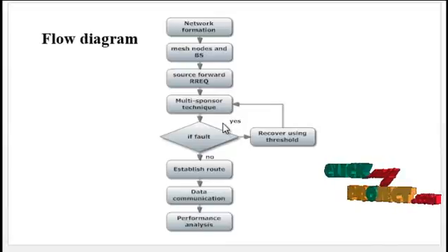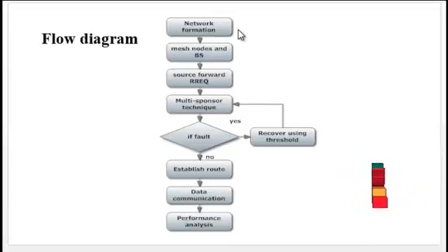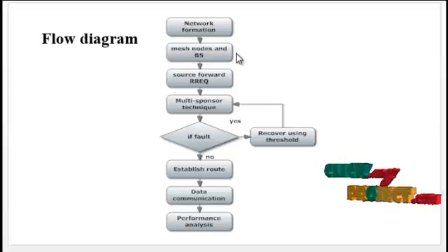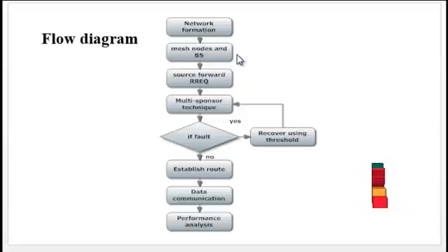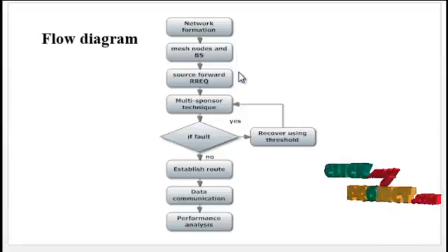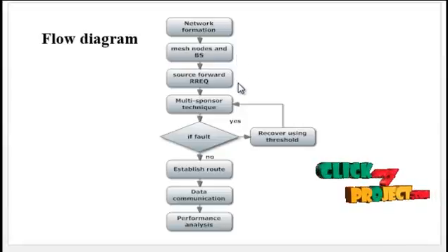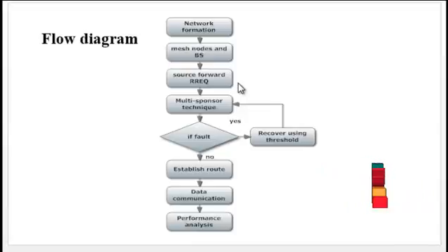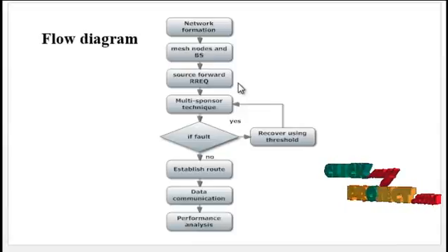Let's see the flow of our process. First, the network is formed. It is done by the number of mesh nodes and the base station. After that, a source node generates data, that is, the source forwards the route request in the network. For that, the route has to be found.